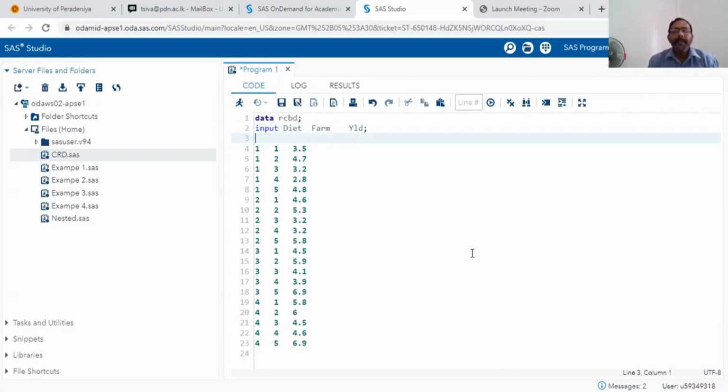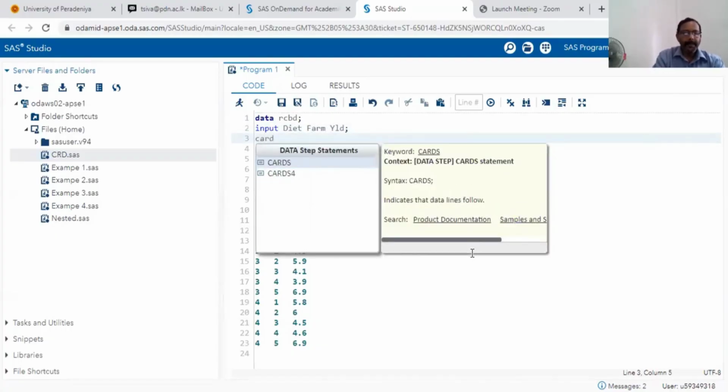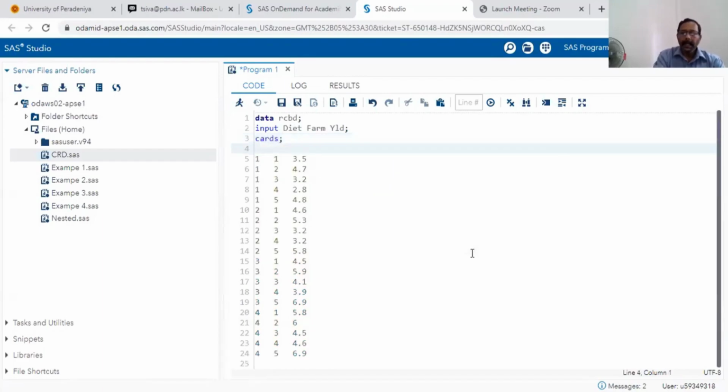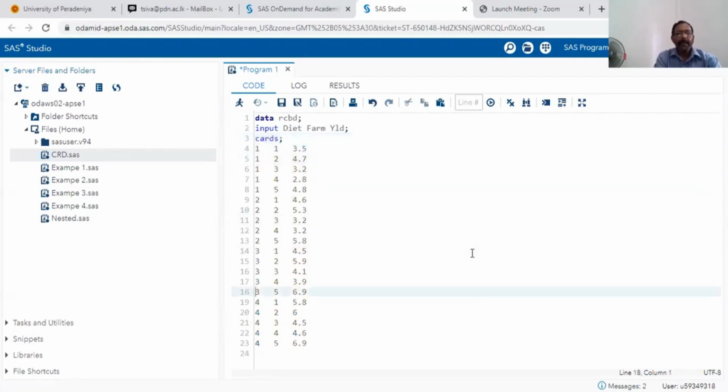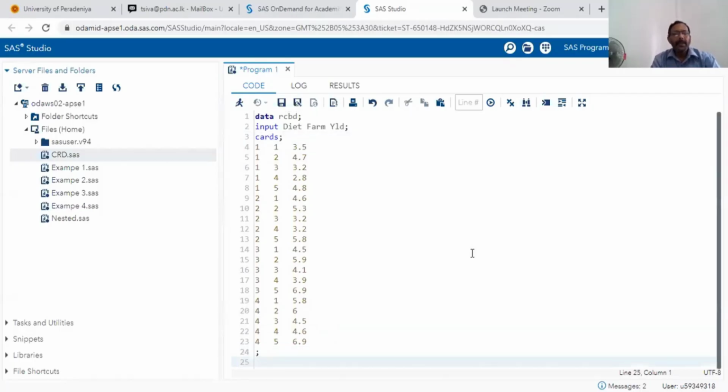Why I don't say it as block and so on? Because we can give it a name. So diet. The next one is farm and the yield. So here the diet is treatment, farm is block. So cards, the data is there. Right, now you enter. Everybody should have this setup.